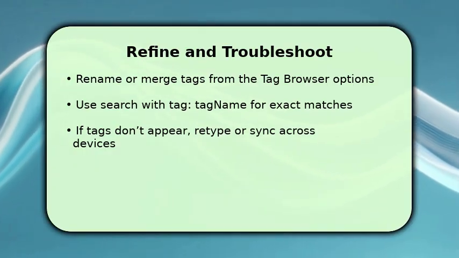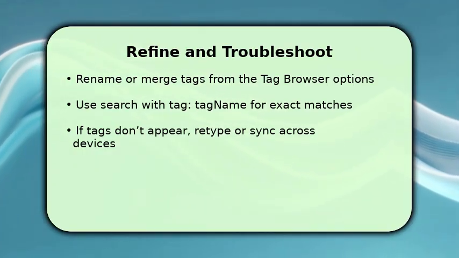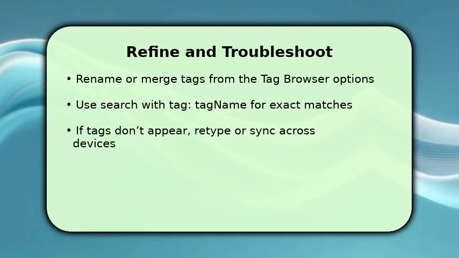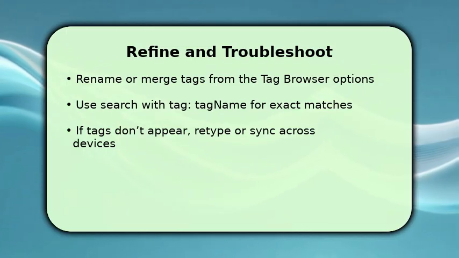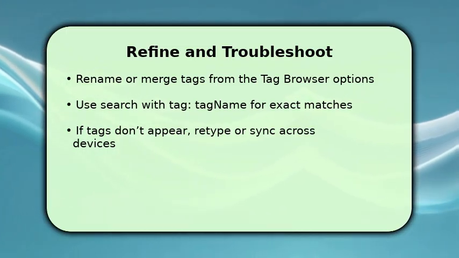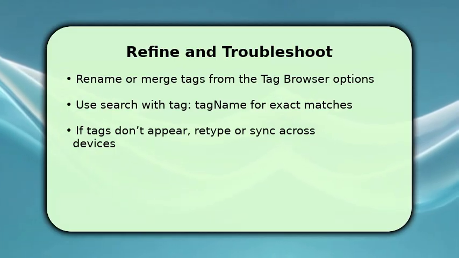If tags aren't showing or syncing, make sure iCloud Notes is enabled and force a sync by toggling Notes in iCloud settings. If that fails, retype the tag in Notes and watch it appear. If Notes still misbehaves, restart the app to refresh indexing quickly.